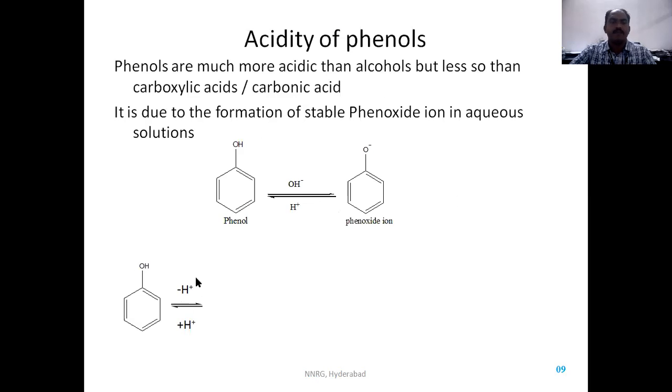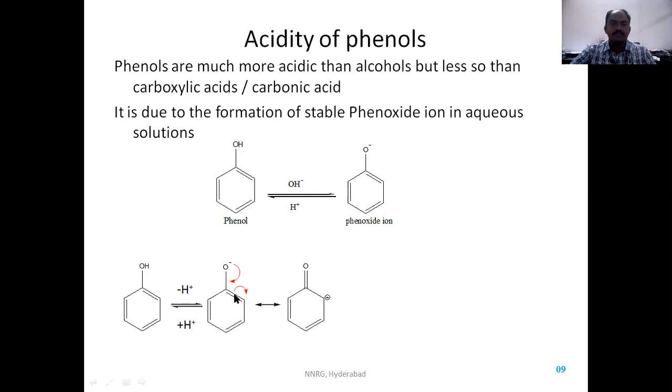So whenever phenol is treated with OH, it forms a phenoxide ion, which can form a stable ion. Why? Because this phenoxide O- has a tendency to donate electrons to the aromatic nucleus. Why? Because the aromatic nucleus acts as an electron withdrawing group. This aromatic carbon is sp2 hybridized, so the electron withdrawing capability increases, and the oxygen's electron cloud is withdrawn by the aromatic ring. So the O- negative charge will be contributed to the aromatic ring.